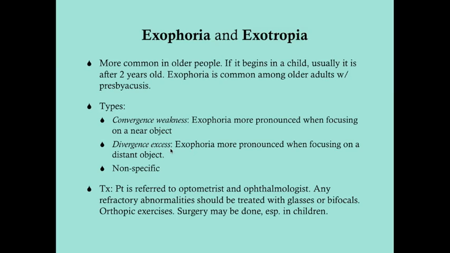Divergence excess is where the exophoria or exotropia is more pronounced when focusing on a distant object. So if you have a lateral rectus muscle that's too strong, getting too much tonic innervation, when you diverge your eyes to look at a distant object, the eye that's getting too much innervation is going to diverge too much, and that's going to cause an exophoria or exotropia. And the treatment here is pretty much the same.